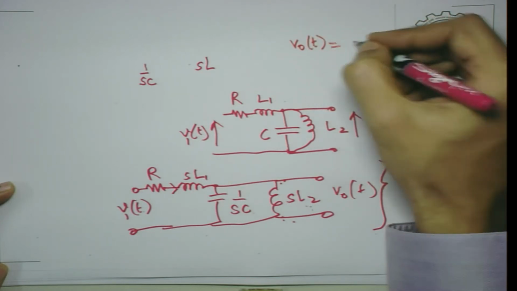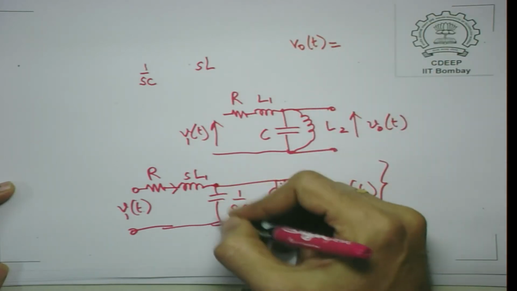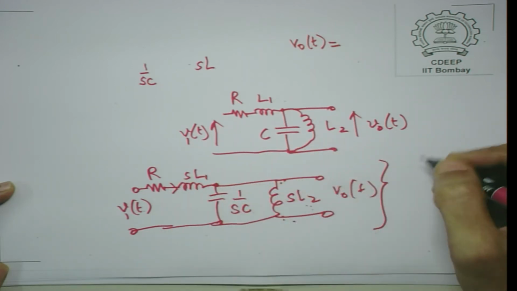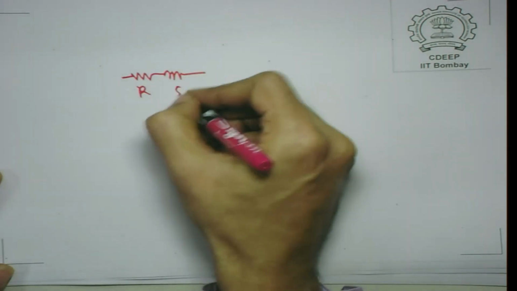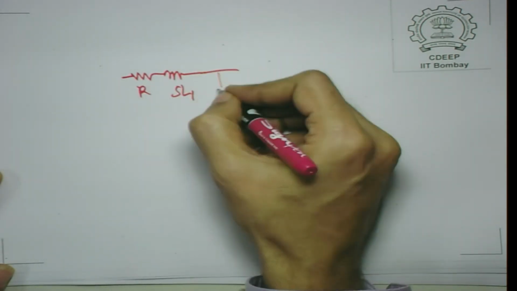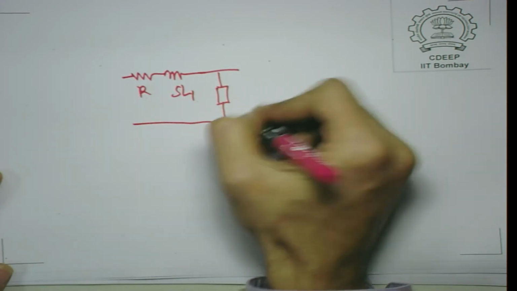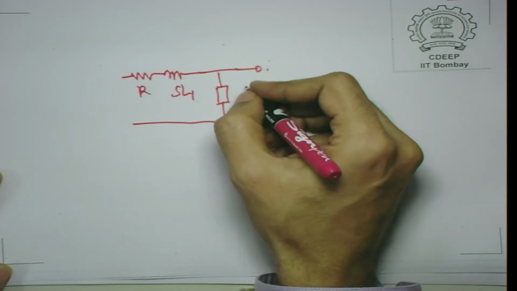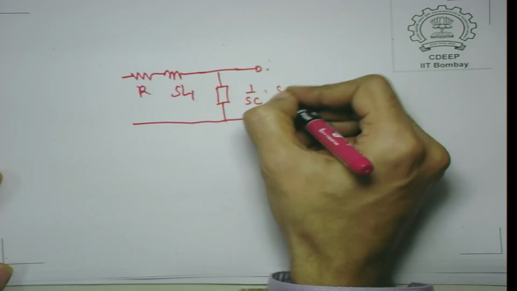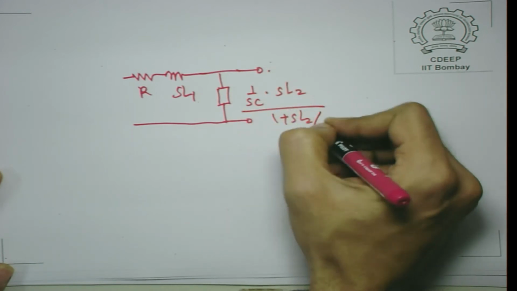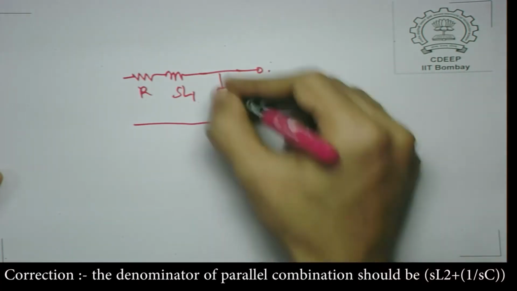of t is equal to the current. In fact, if you look at this, this is a parallel combination of sC and sL2. So, let us just do that. So, you have R, we will do it a bit fast, L1. Of course, the problem in doing it fast is this element here is a parallel combination of 1 by sC and sL2. So, it is sL2 upon 1 plus sL2 divided by sC. So, this is the parallel combination.